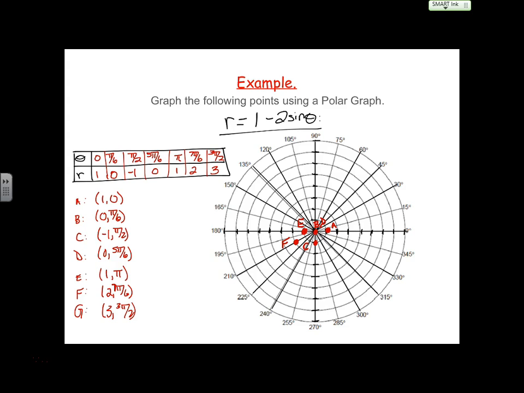What are we missing? Oh, G. Where's 3 pi over 2? What angle is that? 270. And positive means we're going towards 270 or away from 270? Towards 270, which is down, but it's towards 270. And how many? Towards?